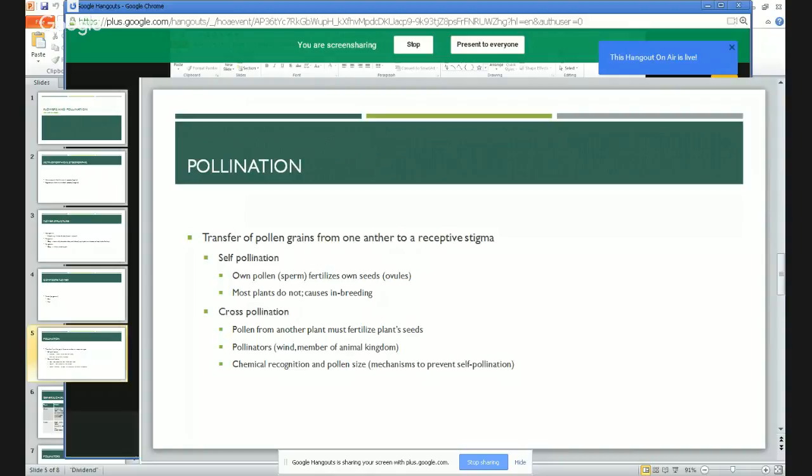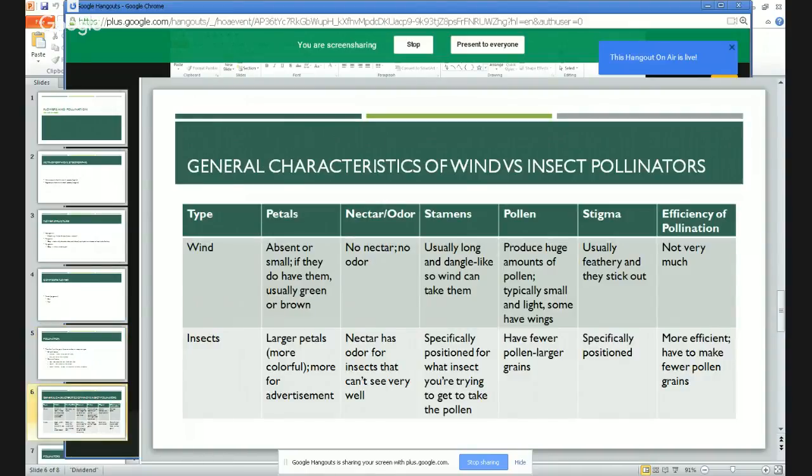Most times in cross-pollination, these particular plants will have chemical means or pollen size differences, mechanisms in place to prevent self-pollination. So they might produce one size pollen, but they will only accept smaller pollen or something like that. They've got chemical receptors on there that prevent the pollen from fertilizing its own seed. So those plants do have some mechanisms with which to prevent the self-pollination.